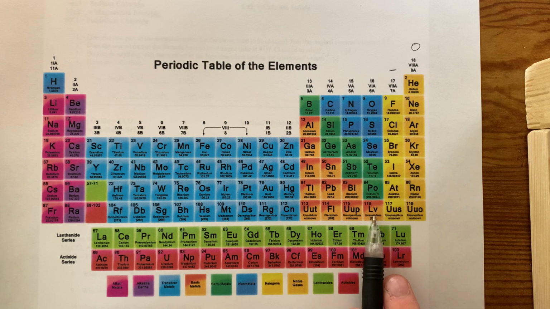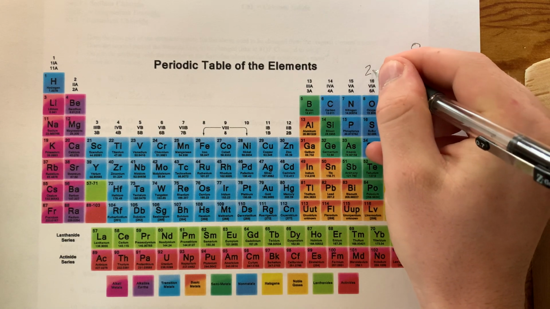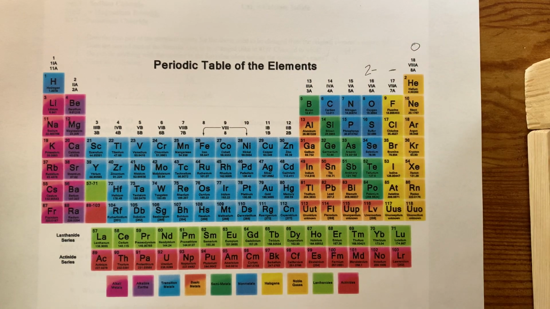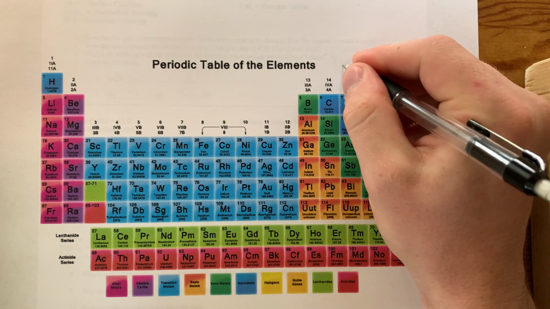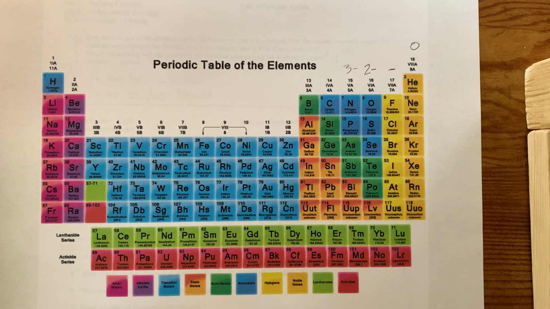This next group over, these elements want to gain 2 electrons. So they gain a charge of 2 minus. This next column, as you can see in our pattern, these want to gain 3 electrons, which is a charge of 3 minus. I'm going to pause here and go around to the other side.